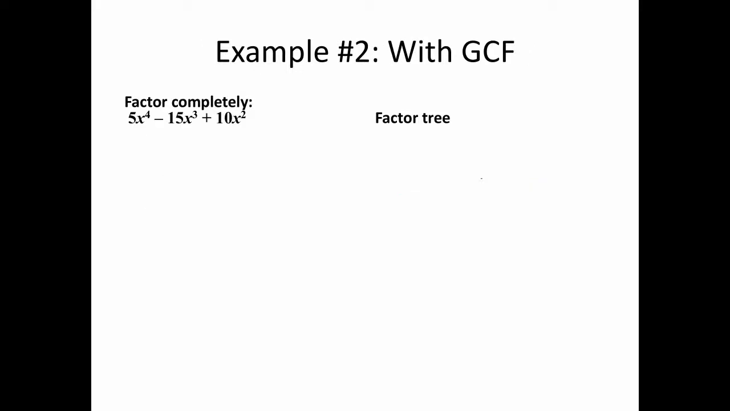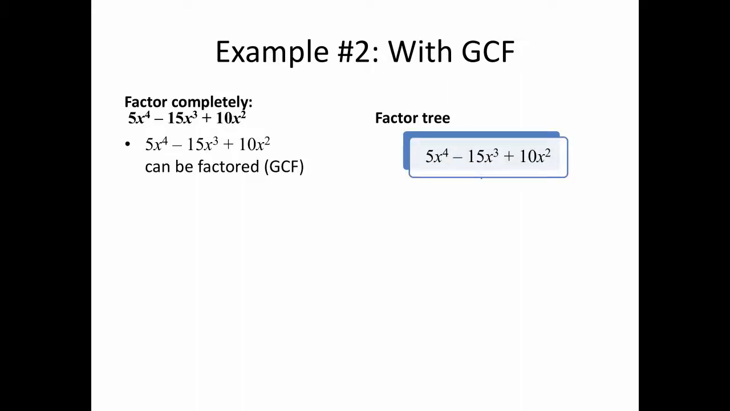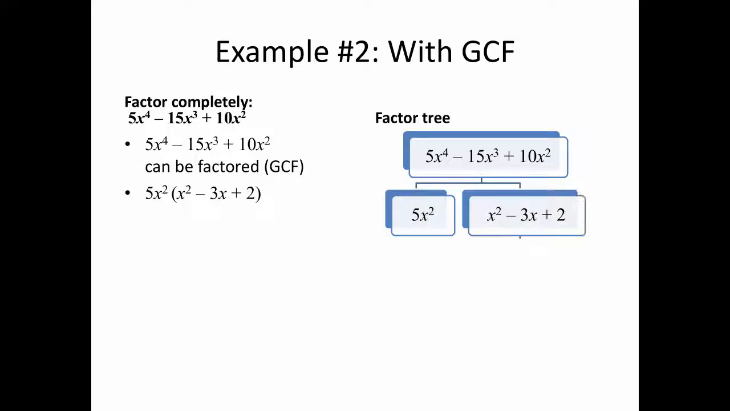Now let's look at an example with a polynomial with GCF, greatest common factor, factoring. Let's say that you're asked to factor completely 5x to the fourth minus 15x cubed plus 10x squared. Now you might notice that there is a greatest common factor of 5x squared. So we can break this polynomial into two factors, 5x squared times x squared minus 3x plus 2.